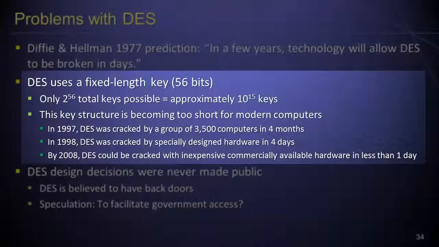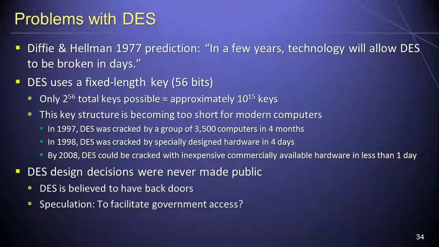With a 56-bit key, DES provides for only 2 to the 56th power total unique keys, which is approximately equivalent to 10 to the 15th power unique keys. Evidence has been accumulating in the past few decades that this 56-bit key structure is now too short to ensure security. In 1997, DES was officially cracked for the first time by a group of 3,500 computers, with the process requiring 4 months. A year later, in 1998, DES was cracked by expensive, specially designed hardware in just 4 days. By 2008, DES could be cracked with inexpensive, commercially available hardware in less than 1 day.